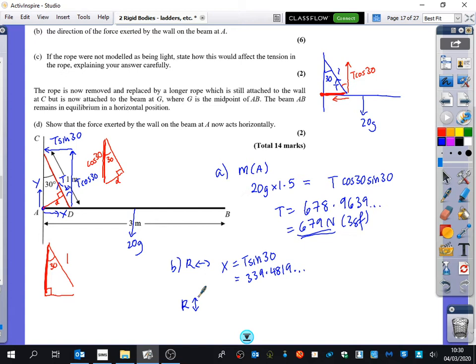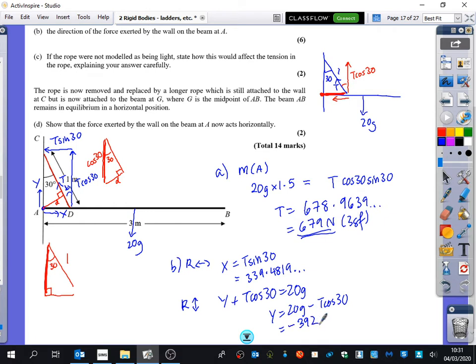Then I'm going to resolve up and down. What does it look like the up and down calculation is? Y plus T cos 30 is equal to 20g. So, whoops, y is equal to 20g minus T cos 30. And I'm going to just use the values that I've got already. So I'm going to do that times that, and I'll do that, take away that. And we get the answer that y is minus 392.